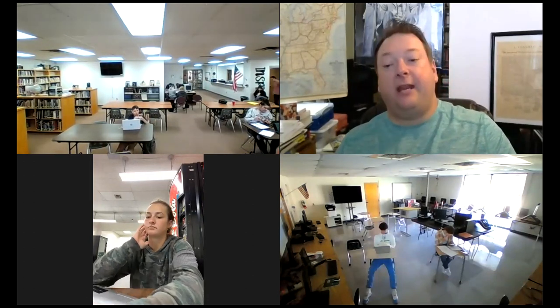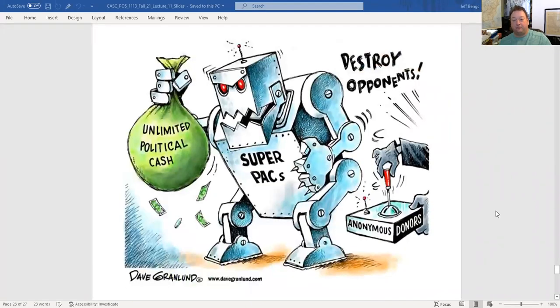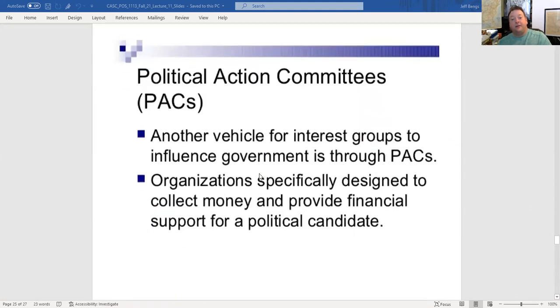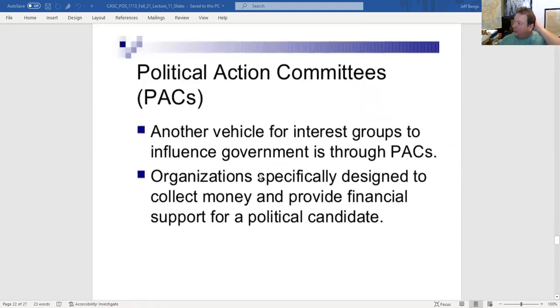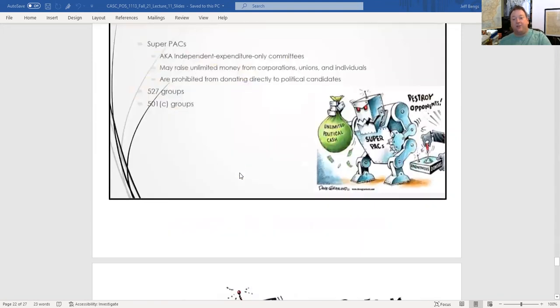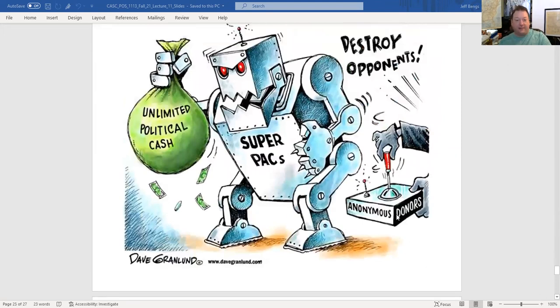So super PACs have become a key piece of the strategy for candidates. Another way they differ is that a PAC has to report all of the money that's been given to them, and they have to give a list of the donors. Super PACs do not have to do that, and you can give anonymously to a super PAC.